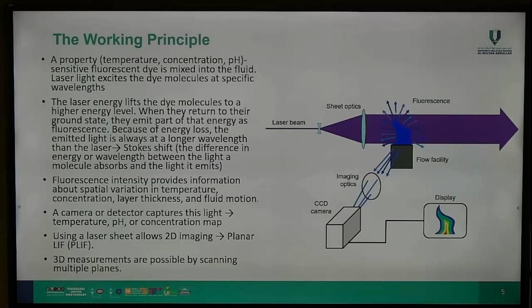Usually people use this kind of method to read the pH of molecules inside the liquid, or maybe you want to know the concentration of the molecules, or you want to read the temperature, or maybe you want to get the layer thickness inside that liquid. So 3D measurements are possible by scanning multiple planes.